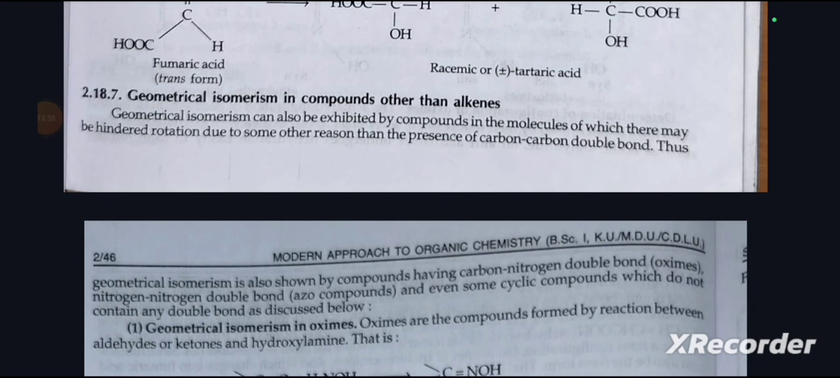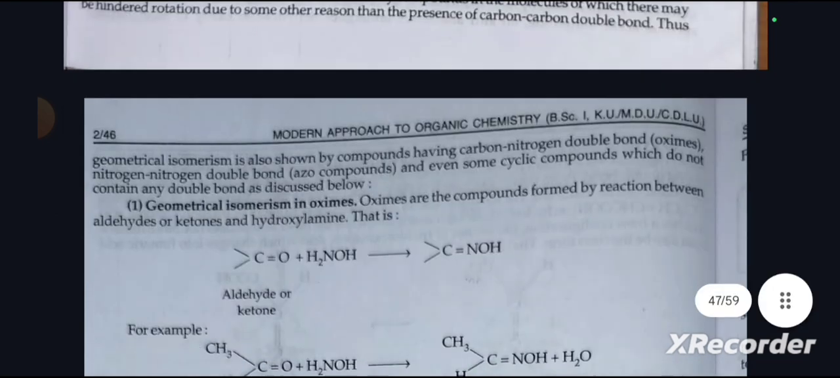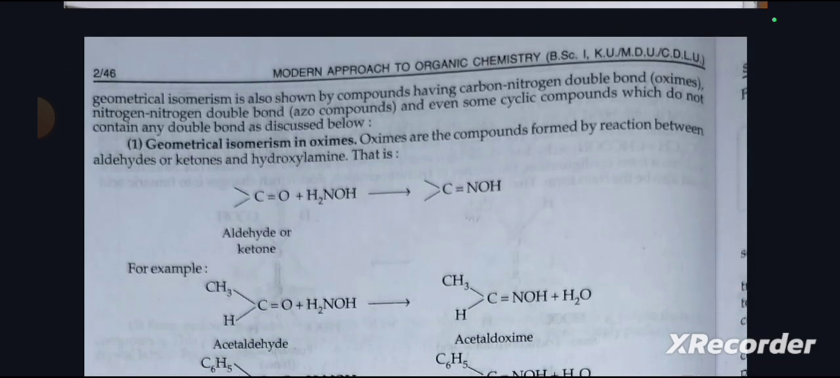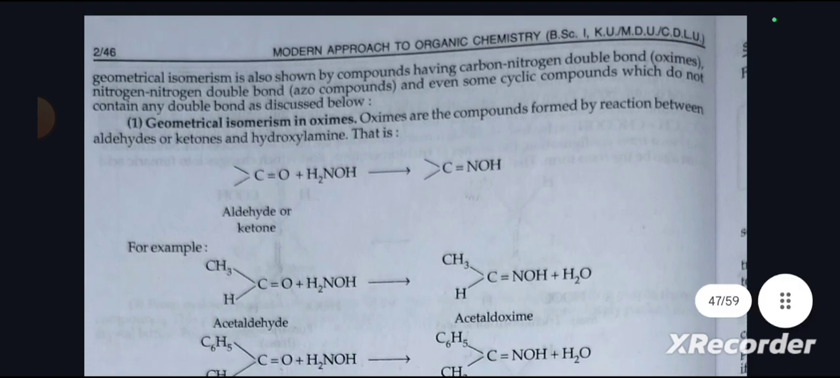2.18.7 Geometrical isomerism in compounds other than alkenes. Geometrical isomerism can also be exhibited by compounds in whose molecules there may be hindered rotation due to reasons other than the presence of a carbon-carbon double bond. Thus, geometrical isomerism is also shown by compounds having a carbon-nitrogen double bond, such as oximes, nitrogen-nitrogen double bonds, azo compounds, and even some cyclic compounds which do not contain any double bond, as discussed below.